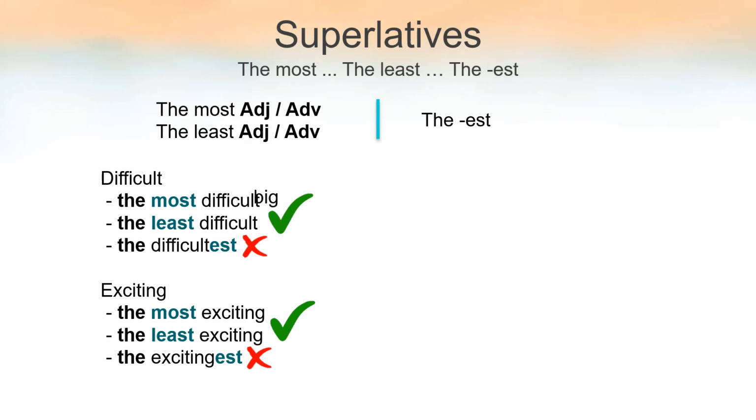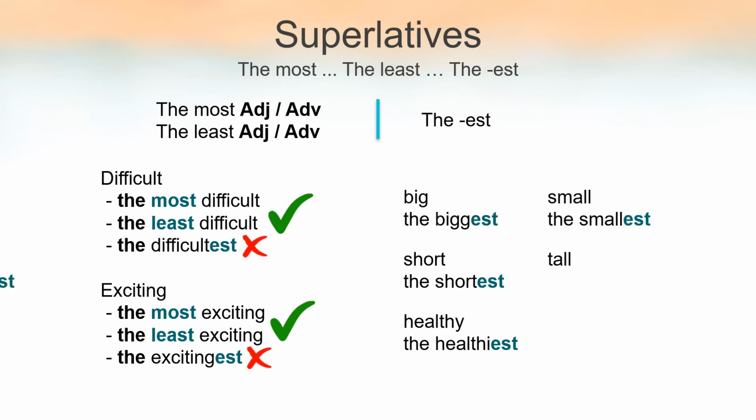While for short forms, we only add the est suffix to the form. For example, big will be the biggest, small the smallest, short the shortest, tall the tallest, healthy the healthiest, pretty the prettiest. How would we see this in a sentence?